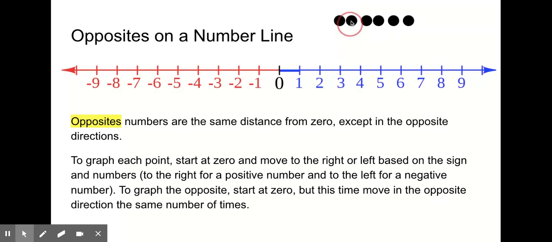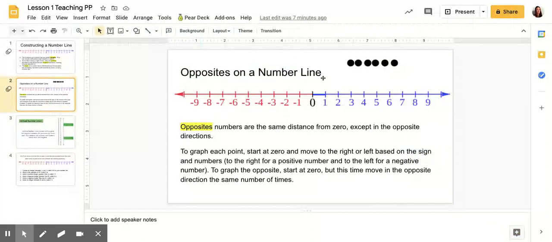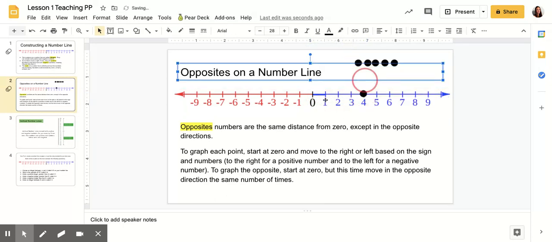So if I wanted to take one of these and plot it on 4, actually I can't do that when I'm in here. Let me go like this. So if I want to plot one of my dots here on 4, again, I would start at 0, and then I would move over 1, 2, 3, 4 places. And I'm just going to drop that right on that tick mark. And then if I wanted to plot the opposite of 4, the opposite of 4 would be -4.